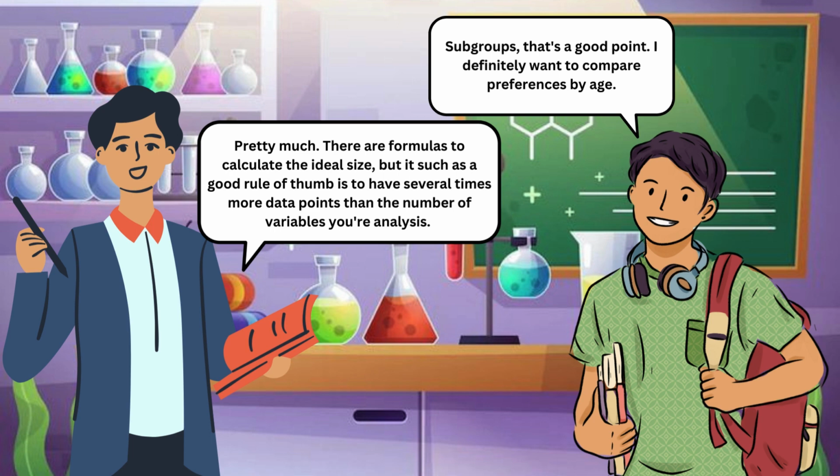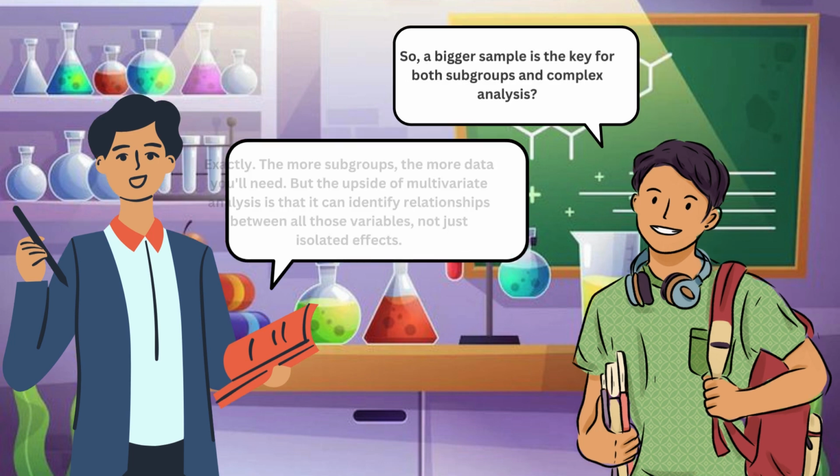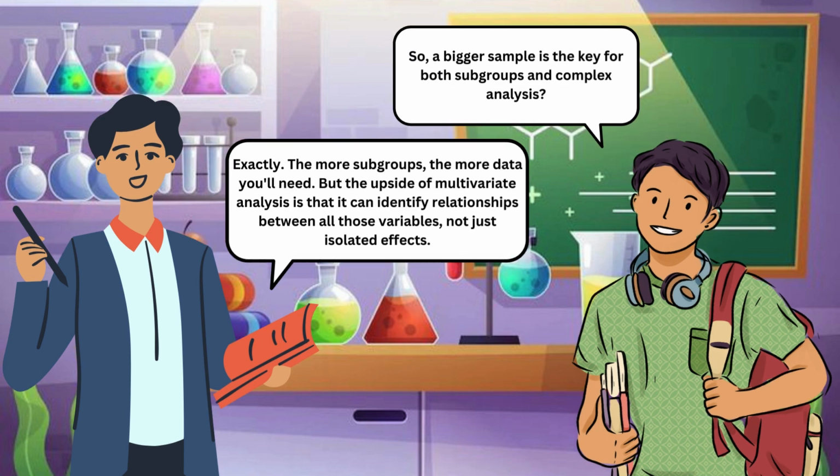Pretty much. There are formulas to calculate the ideal size, but a good rule of thumb is to have several times more data points than the number of variables you are analyzing. So, a bigger sample is the key for both subgroup and complex analysis. Exactly. The more subgroups, the more data you will need. But the upside of multivariate analysis is that it can identify relationships between all those variables, not just isolated effects.